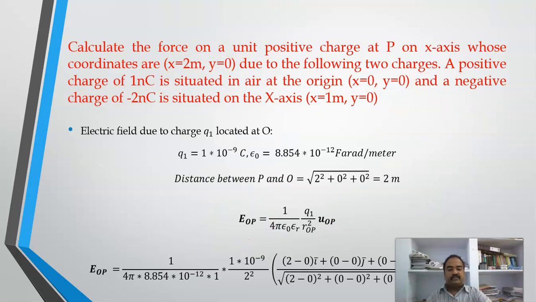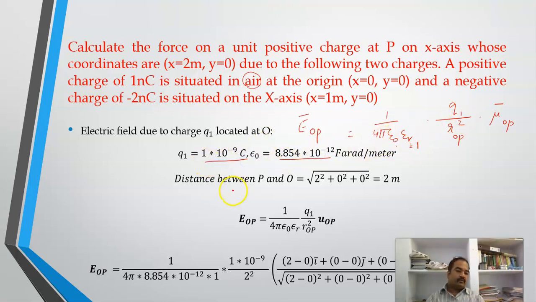Now, first of all, we'll compute EOP. So we know the basic equation: 1 by 4 pi epsilon naught epsilon r into unit charge. Sorry, it's a point charge, so I'll directly take it as Q1 in this case by r square, where r is the distance between O and P, into the unit vector of O. Epsilon r, since the medium is air, I can directly take it as 1. Epsilon naught value, you know it. Q1 value also, you know it.